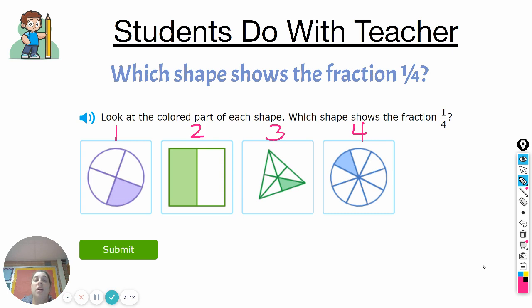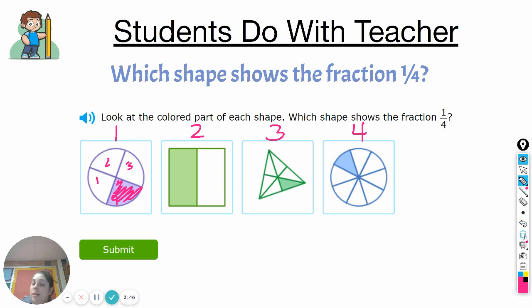Okay, go ahead and hold up your fingers and show me which number shows 1/4. You should be holding up a 1. You can see that in picture number 1, 1 piece is shaded, and there's 1, 2, 3, 4 pieces all together. That shows 1/4.